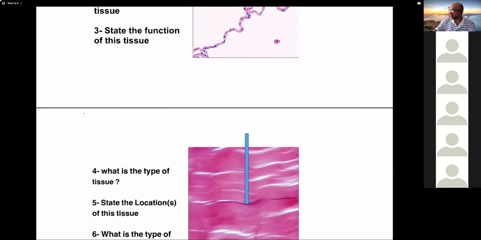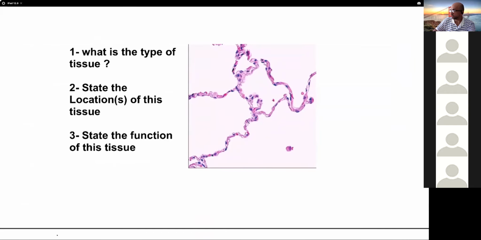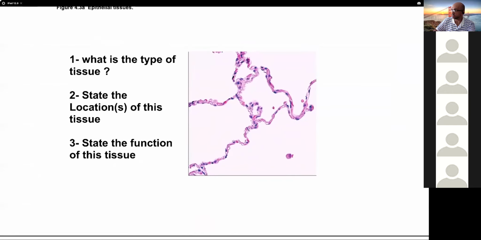All right, so you are the one who is answering now. So what do you think? What is the type of tissue that you see on here? Simple squamous epithelium.